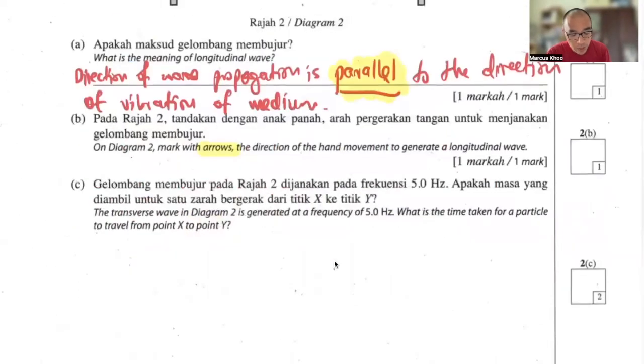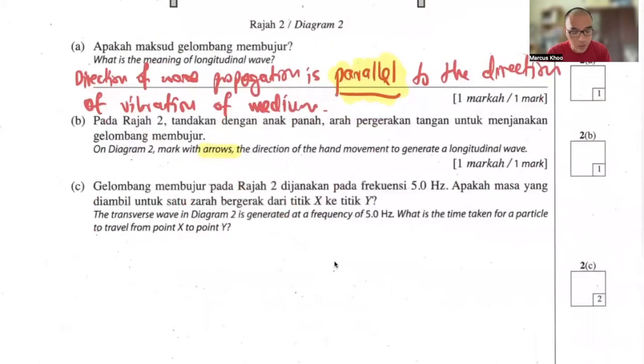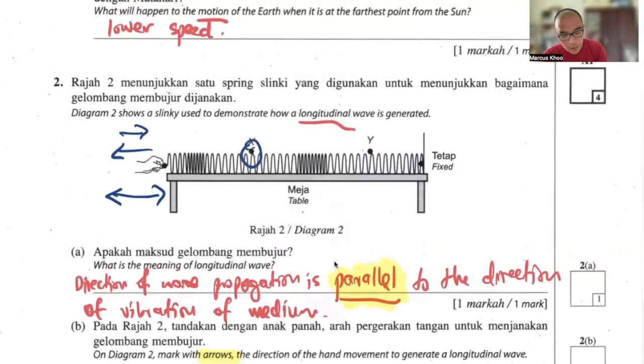Okay, the wave in diagram 2 is not even a transverse wave, it is a longitudinal wave. It's generated at the frequency of 5 Hertz. So what is the time taken for a particle to travel from point X to point Y? Okay, now point X and point Y are what we call coherent points. So they are at the same phase, which means that you're talking about one period, one wavelength.